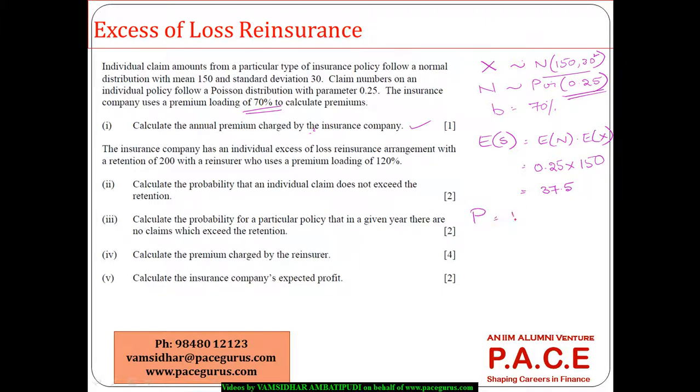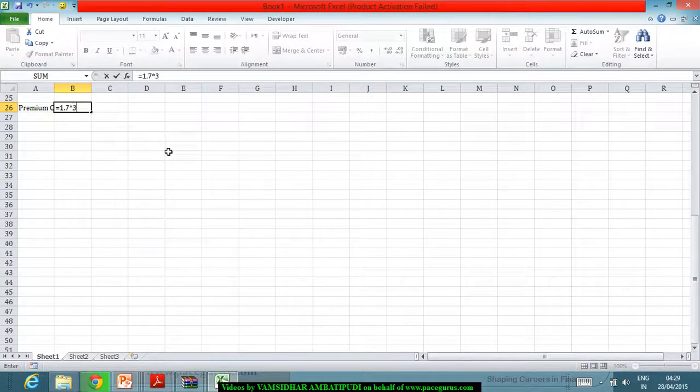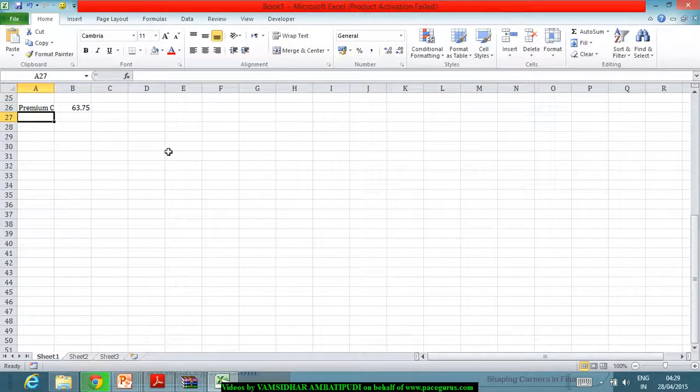Now premium is nothing but 1 plus theta times the expected value of the claim payment. So which is around 70% more, so it is 1.7 times 37.5, right? The premium that is charged is 1.7 times 37.5, working out to 63.75. That's the typical premium amount that is coming up.